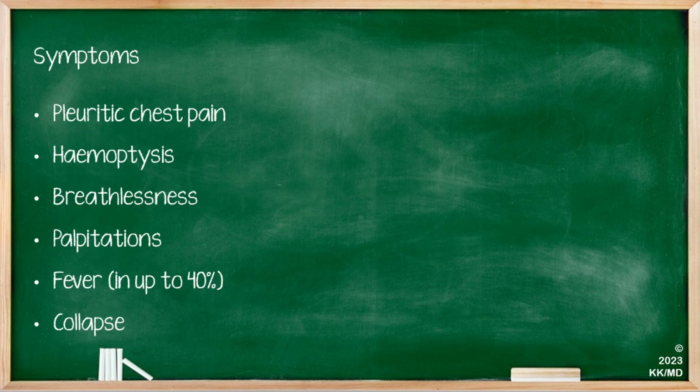A patient with pulmonary embolism will usually present with pleuritic chest pain and may have hemoptysis. They are usually breathless and will have palpitations. Fever is also present in up to 40% of cases, and they may also present with a frank collapse.